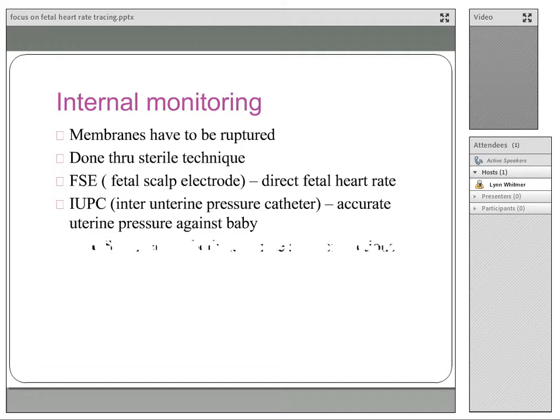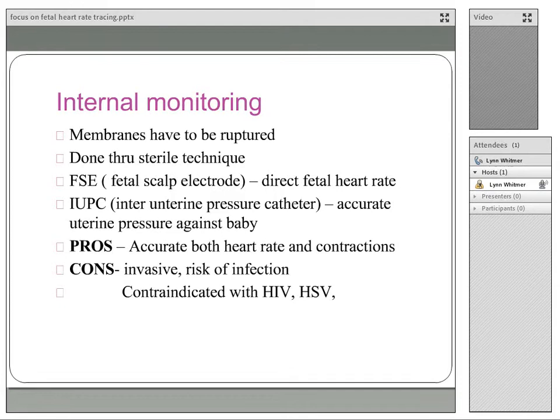The pros are it's very accurate, and the cons are that it is invasive and there's a risk for infection. And the most contraindicated reasons would be if a patient has HIV or an open lesion of HSV, which is herpes. I certainly would not want to rupture membranes in either of those cases. So we go back to the need to have some maternal history.